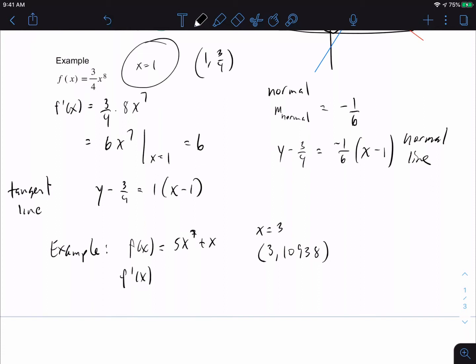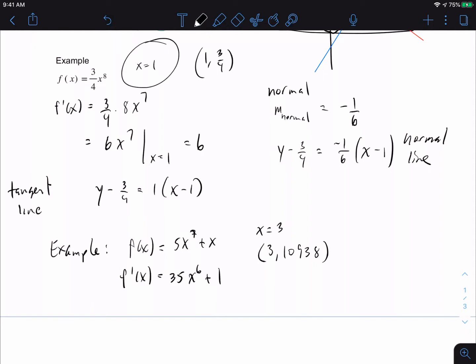So f prime of x is equal to 35x to the 6 plus 1, correct? Yeah. That's the derivative. And now we need to apply the derivative at that x point. The derivative of x is going to turn into 1, right? If it's just an x by itself, the slope of x is 1.